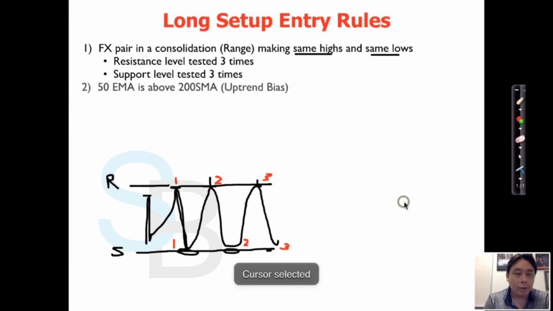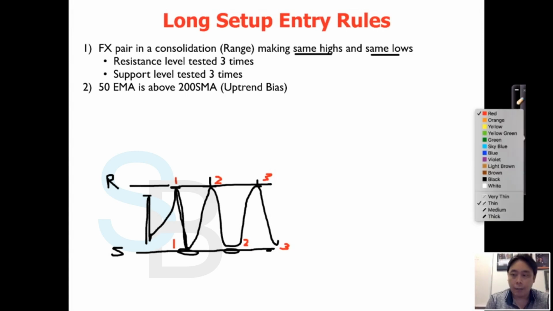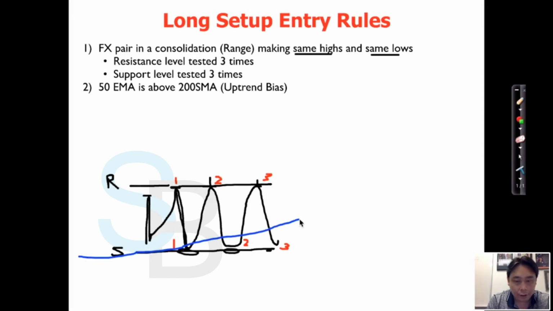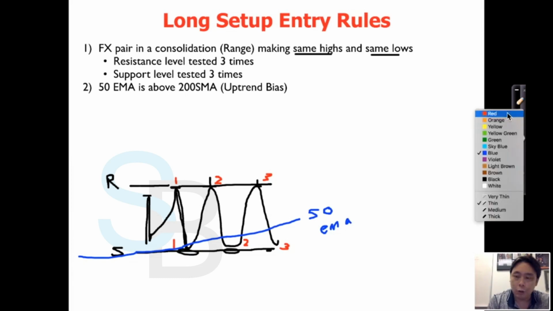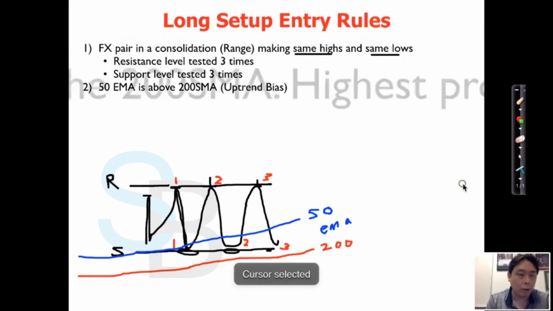Okay. Now, the second rule is that we want the 50 exponential moving average to be above the 200 simple moving average. This gives us an uptrend bias in the consolidation pattern. So in other words, we want to see the 50 EMA, like so, above the 200 moving average. There we go. Okay, so there's a consolidation on an uptrend bias.